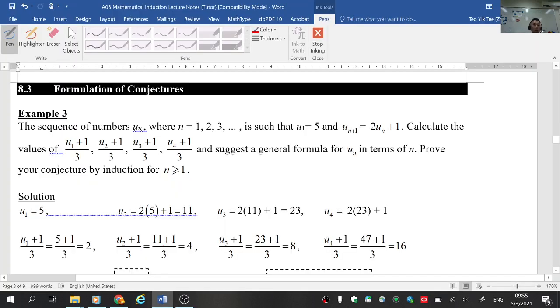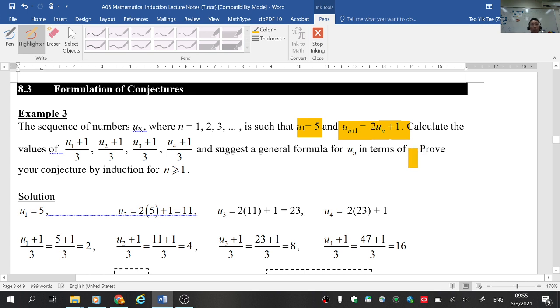Okay, the most irritating part on mathematical induction will be this part by which you actually have to formulate certain conjecture before you are allowed to do any proof. Usually, the question will actually guide you along. So in this example number 3, they tell you that u1 is equal to 5, and then you have u(n+1) equals 2u(n) + 1.